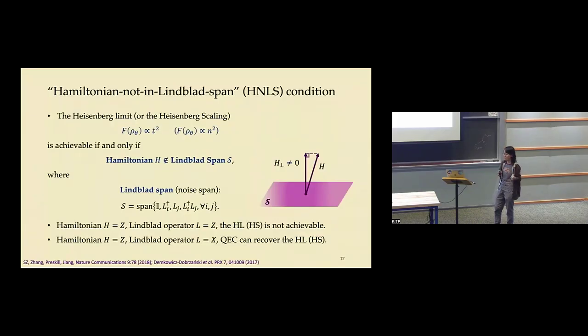However, in the situation where you have Lindblad operator X, that means you have bit flip noise. In that case, you can design something like a repetition code. And in that case, you can show that the quantum error correction can actually recover the Heisenberg limit or the Heisenberg scaling if you perform the quantum error correction sufficiently fast and precisely.